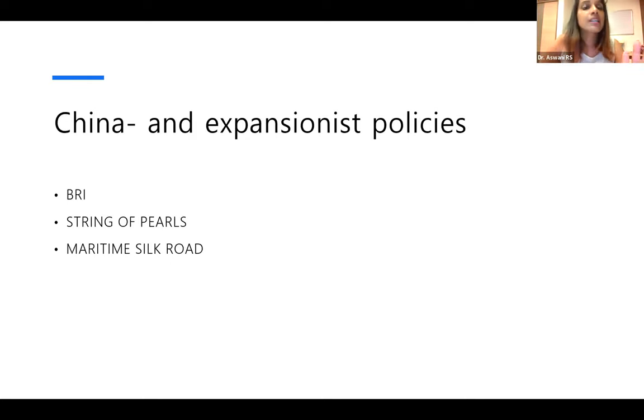Now, we will look at the expansionist policies of China, especially in the Indian Ocean region, and the repercussions of it to the whole politics of the Indian Ocean. So China has significantly expanded in the Indian Ocean region over the past 3 to 4 decades. A lot of expansion has happened, which has created a lot of insecurity amongst the Indian policymakers and the American policymakers. And China has also started increasing its naval presence in the Indian Ocean region.